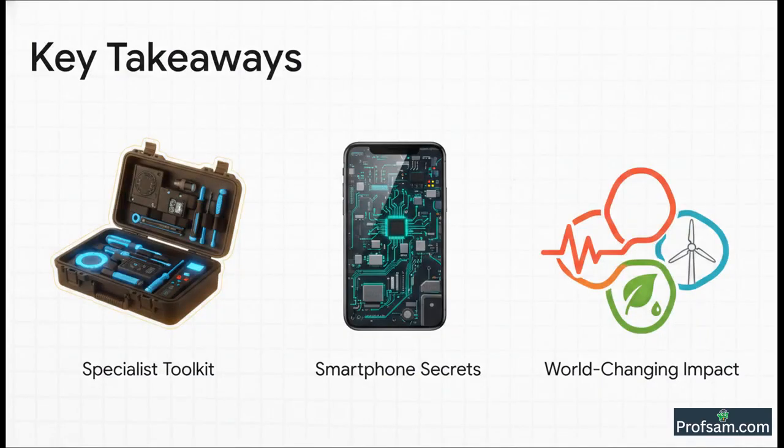All right, so let's quickly recap the main takeaways from today. First, I want you to remember our main analogy. D and F block elements are the specialist toolkit of chemistry, essential for those high-tech jobs. Second, just think of your smartphone as a perfect pocket-sized example, with its neodymium magnets, lanthanoid screens, and cobalt battery. And third, remember their massive world-changing impact, from saving lives with MRI scans to cleaning our air with catalytic converters.